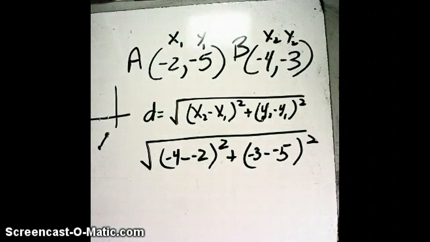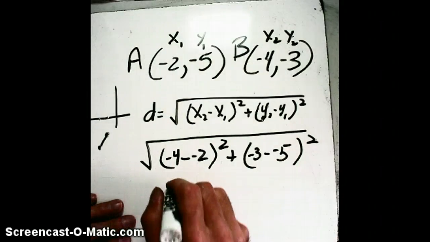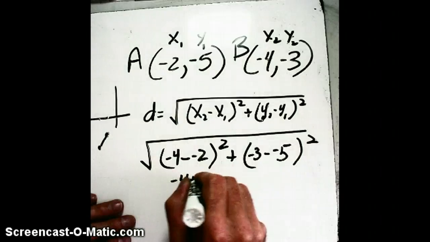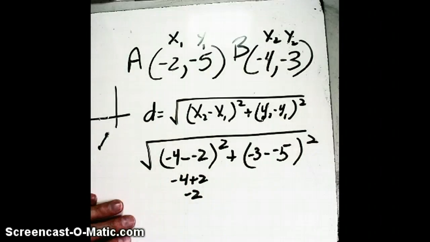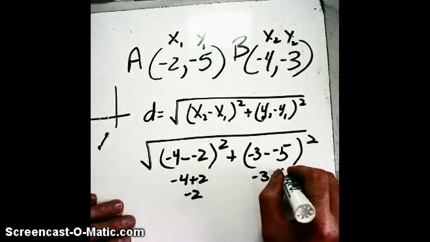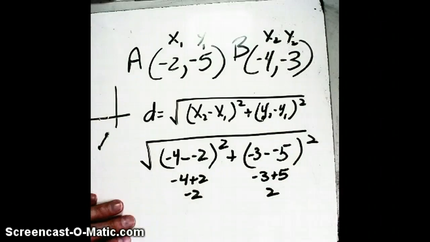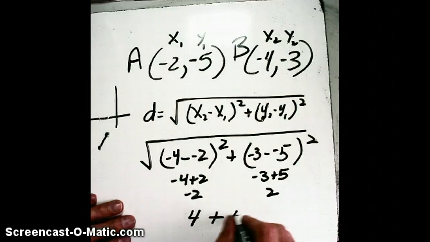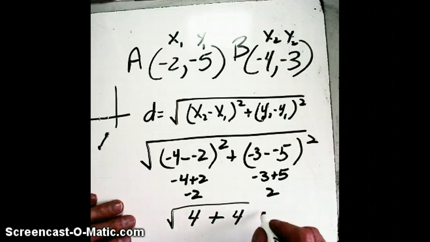Again, there are shortcuts here. What I would do is just, that's negative 4 plus 2. Isn't that negative 2? This is negative 3 plus 5, which is 2. Now we're going to have to square these numbers. So when I square negative 2, I get 4. When I square this number, I get 4. Remember, it's under the radical sign. Now, what is that? That is radical 8. And we know that radical 8 is radical 4 times radical 2, or 2 radical 2.